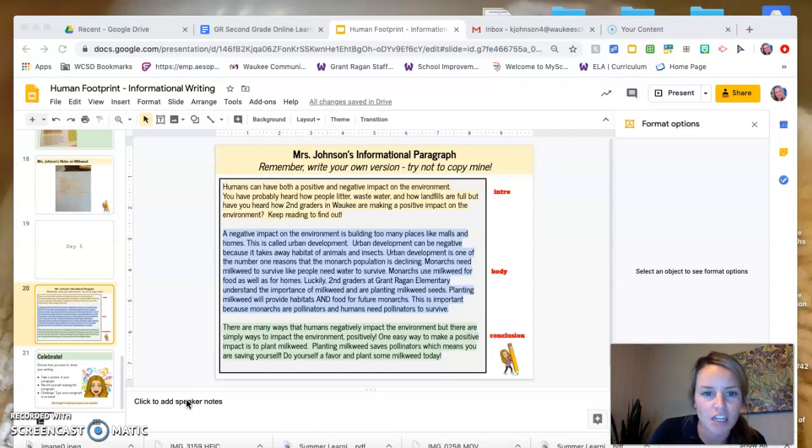So my introduction: Humans can have both a positive and negative impact on the environment. You have probably heard how people litter, waste water, and how landfills are full. But have you heard how second graders in Waukee are making a positive impact on the environment? Keep reading to find out.